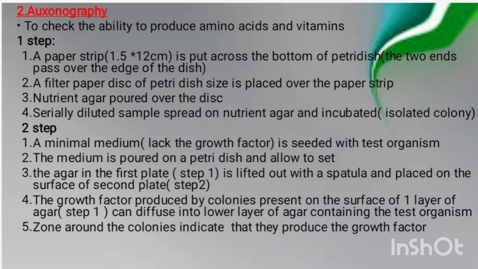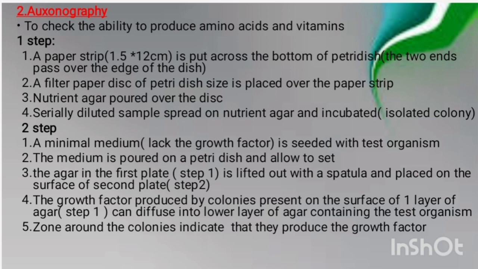The second primary screening method is Auxinography. This is used to detect microorganisms' ability to produce growth factors. That is, the microbial ability to produce amino acids or vitamins. There are two major steps. Step 1, preparation of the first plate. Then step 2, preparation of the second plate.